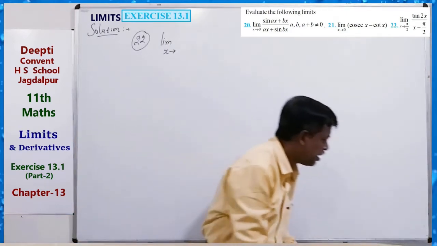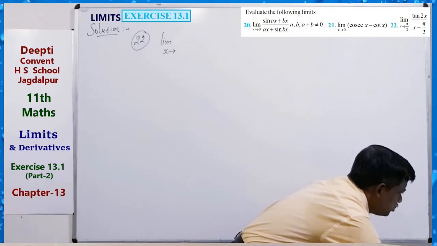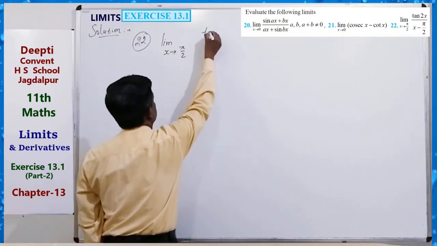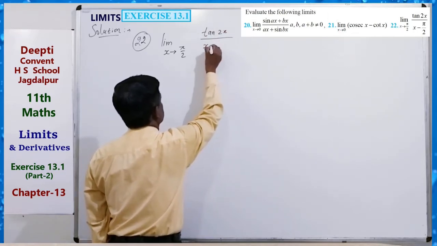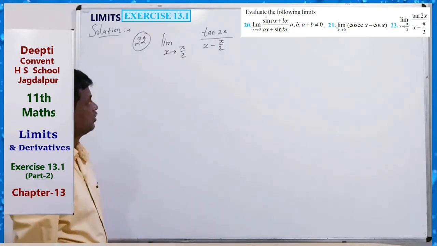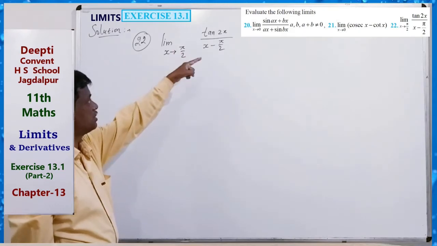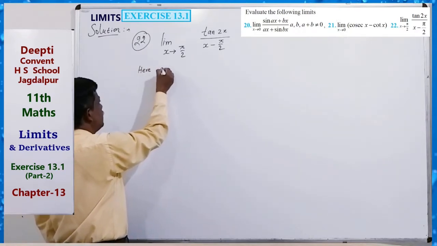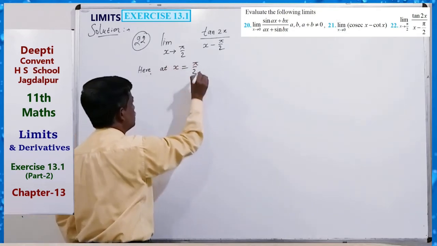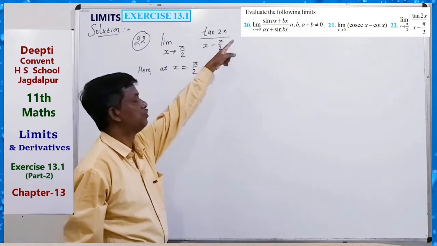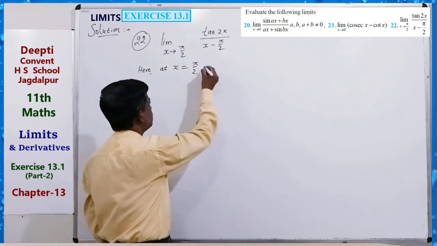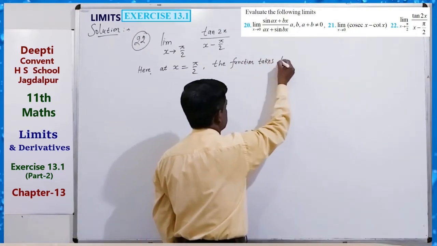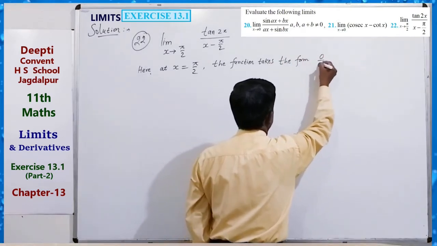So here in question 22, the limit as x tending to pi by 2 of tan x by x minus pi by 2. Here at x equals pi by 2, if we put x equals pi by 2, then this is 0 and tan pi by 2 is tan pi by 2, so the function takes the form 0 by 0. Okay.